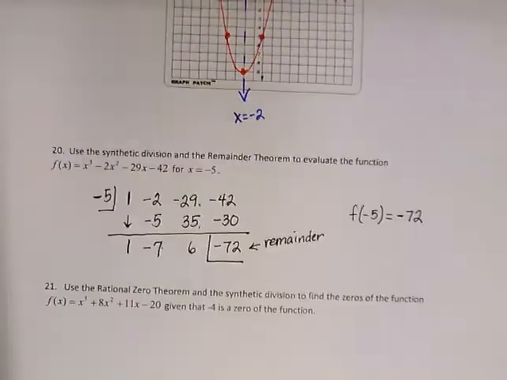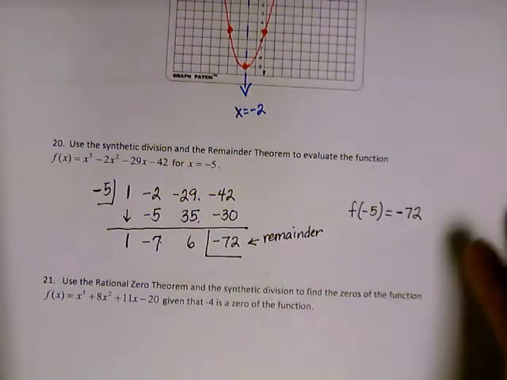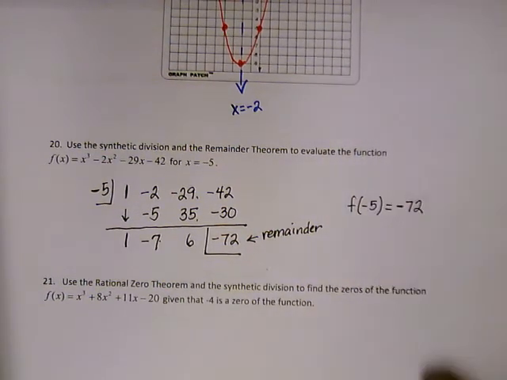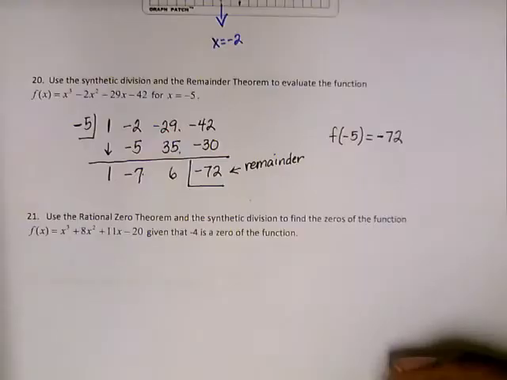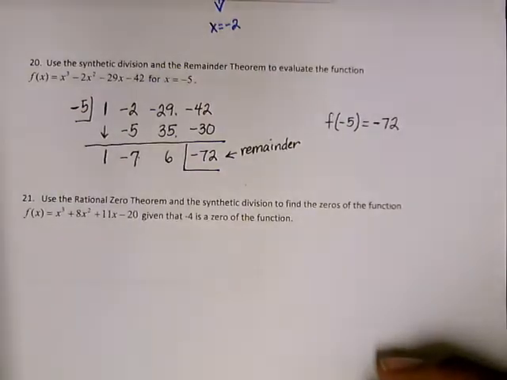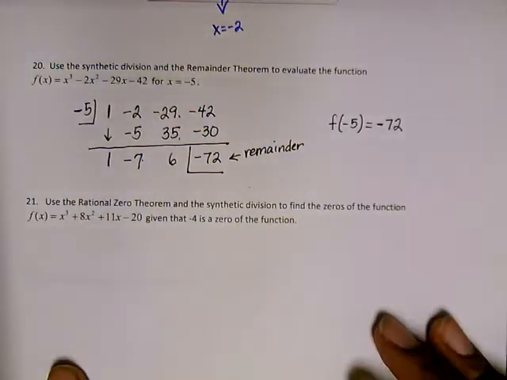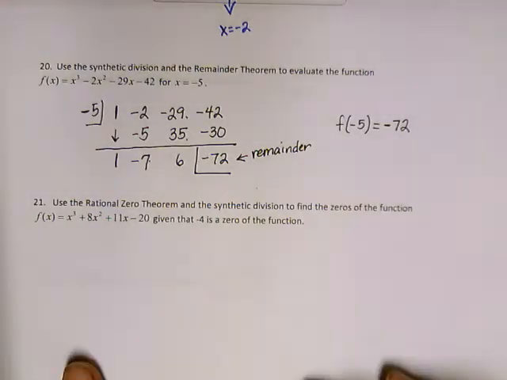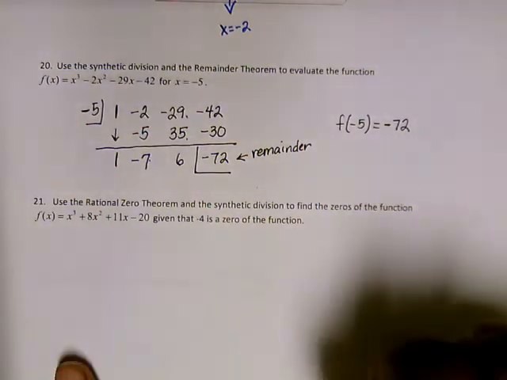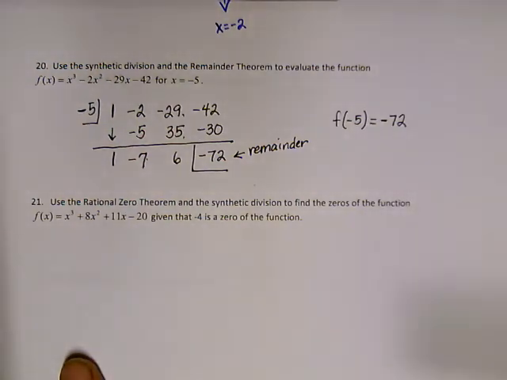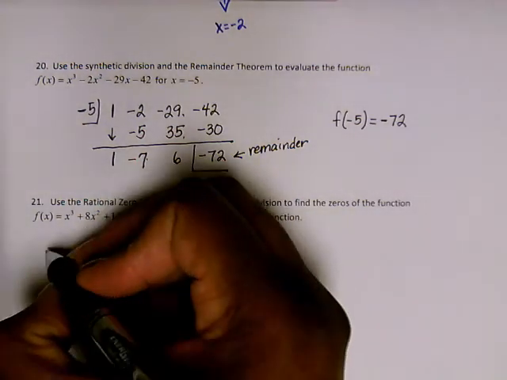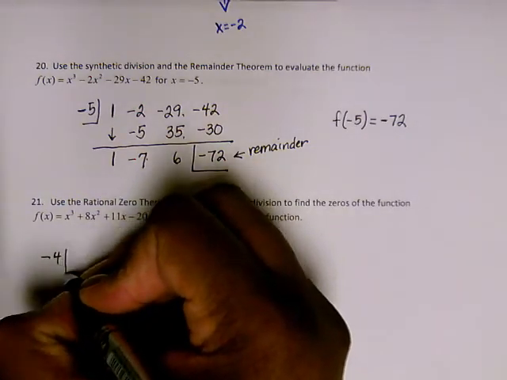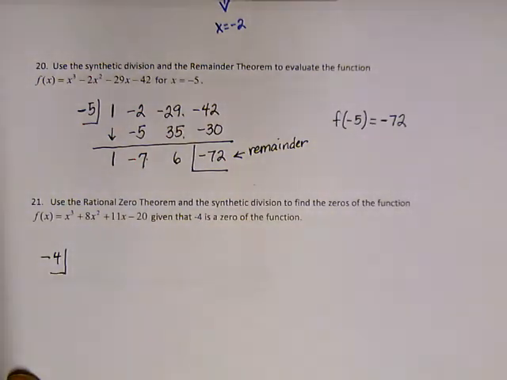Okay, problem number 21. We got this. We're going to use the rational zero theorem and the synthetic division process to find the zeros of the function f of x is equal to x cubed plus 8x squared plus 11x minus 20. And you're given that negative 4 is a zero of that particular function. Okay, so here, negative 4 will be our divisor.